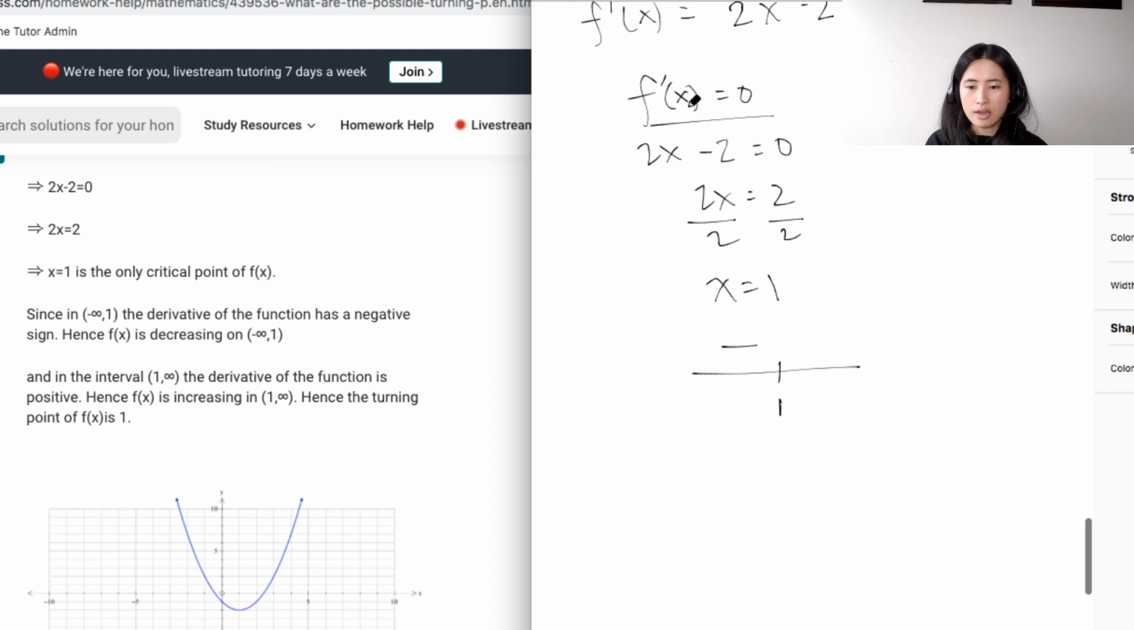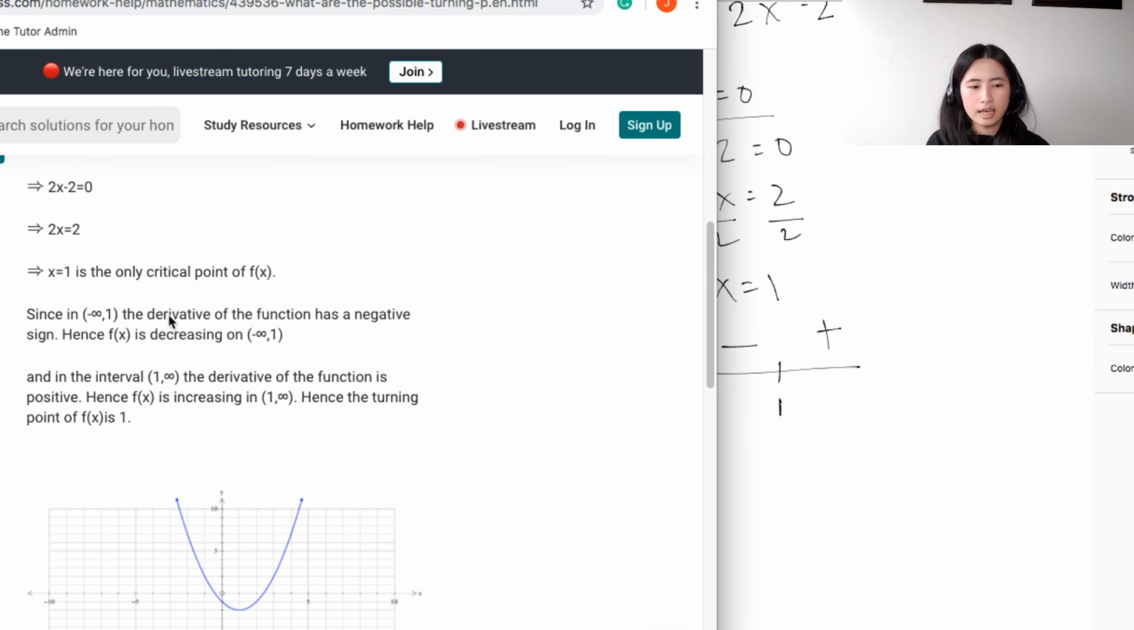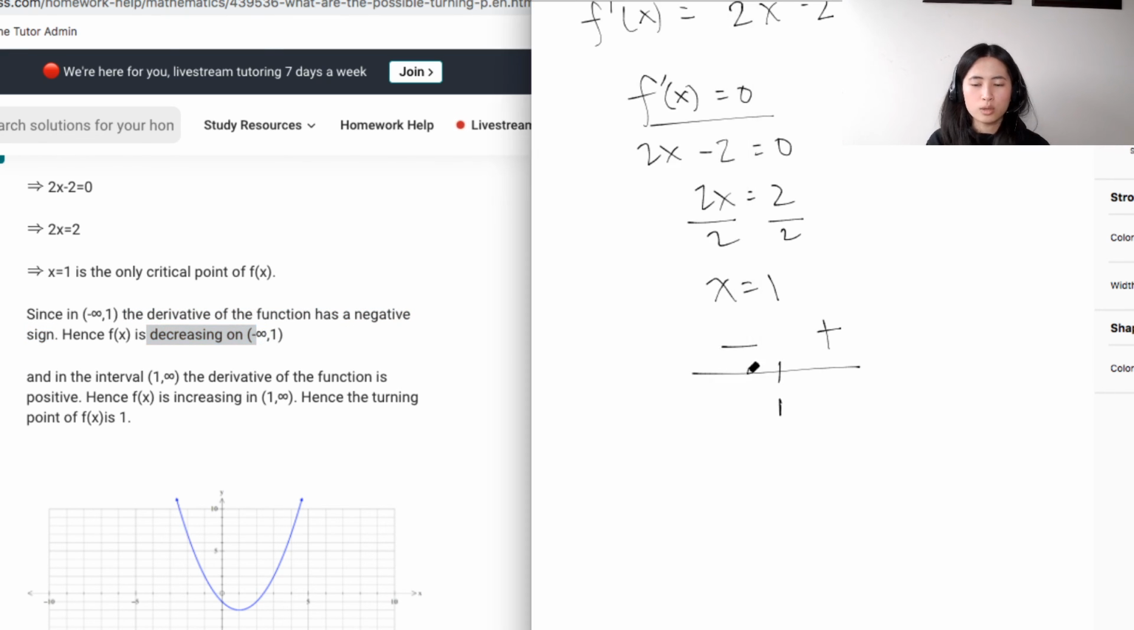And then if you look at anything that is after 1, let's say 5, that's going to be positive. Because you have a change in sign from negative to positive, that means, as they said, the derivative has a negative sign, and f of x is decreasing on negative infinity to 1. So what that means is you have a local minimum at 1, over here.